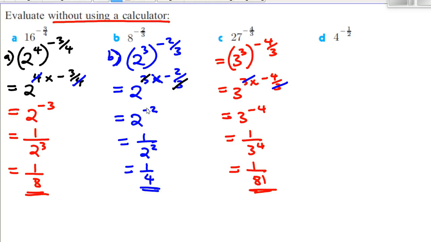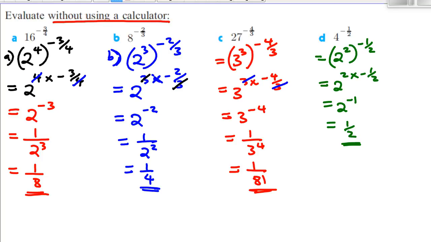And then the last one, we have 2 to the power of 2 to the power negative a half, which will be equal to 2 to the power of 2 multiplied by negative a half. Now a half of 2 is 1, so we'll have 2 to the power negative 1 because you have a negative there, which is 1 over 2. That is our final answer. So that is how you work out those questions. That's the mathematical process involved in solving indices that have fractions.